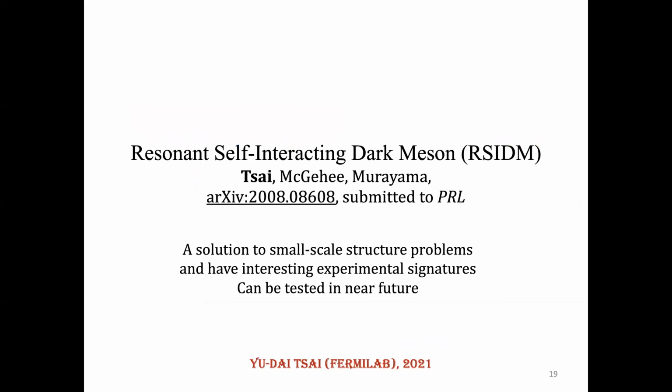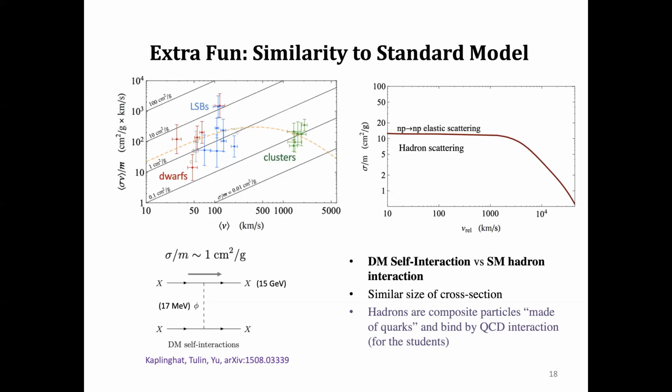So that's why we propose this resonance self-interacting dark meson story. And it's a solution to small-scale problems. But the velocity-dependent part of that was actually beyond. Yeah. So the plot on the left goes only to 5,000, and the other one goes beyond that. And I feel like the velocity dependence is coming at very high velocities. Yeah. So you're right.